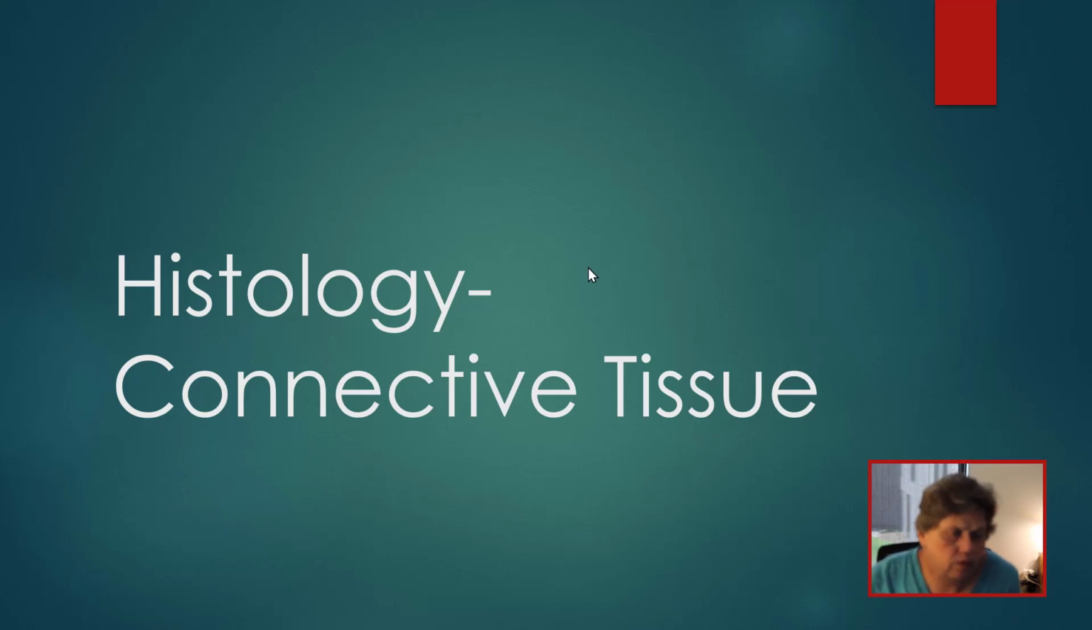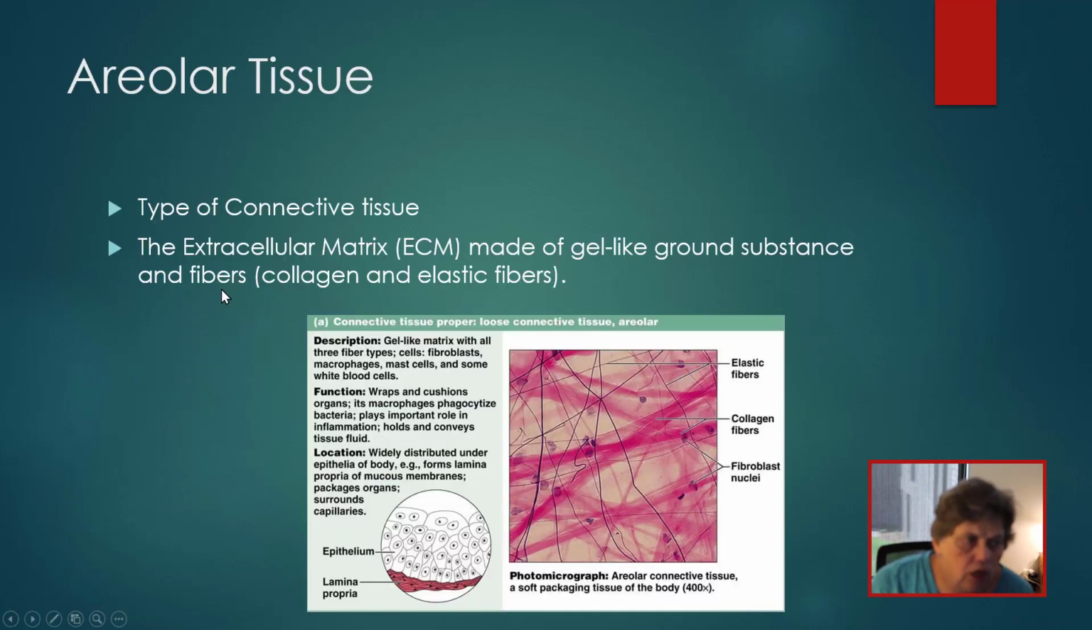All right, so we're going to do connective tissue next. We've made it through epithelial tissue. Hopefully it hasn't given you too much trouble. And now we're going to go over connective tissue. A lot of times this is what's going to underlie the epithelial tissue. All right, so the first one is areolar connective tissue.